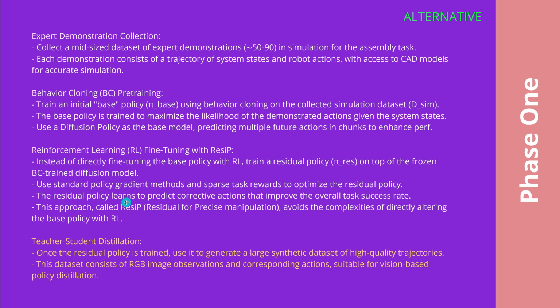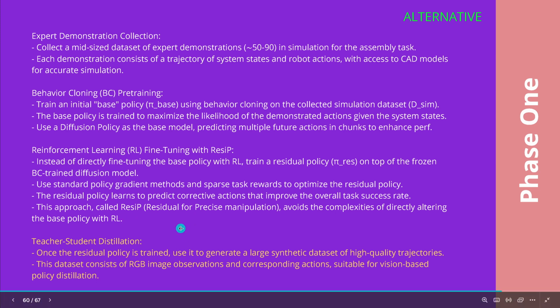This residual policy learns now to predict the corrective actions that improve here the overall task success rate, and this is so important. And I showed you here the image of the robot with the red line, the green line, and the blue line. And this approach, MIT, Harvard, residual for precise manipulation, avoids here the complexity of directly altering the base policy with reinforcement learning. So we just operate on an additional top layer with the residual policy.